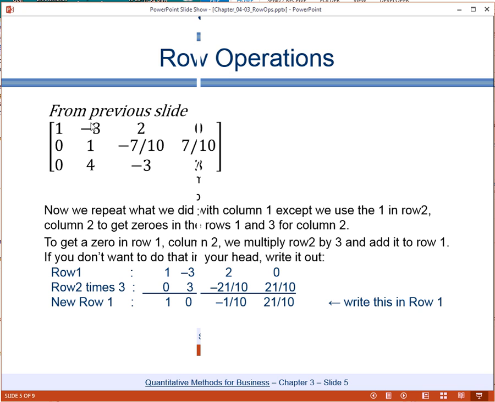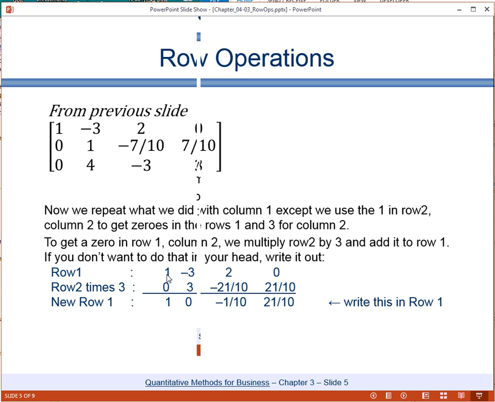To get a 0 up here, I've got to take 3 times row 2 and add it to row 1, and then use that for my new row 1. So I write down row 1 and then write down 3 times row 2. So 3 times 0 is 0, 3 times 1 is 3, 3 times minus 7 tenths is minus 21 tenths, and 3 times 7 tenths is 21 tenths. So right here is 3 times row 2, and right here is row 1.